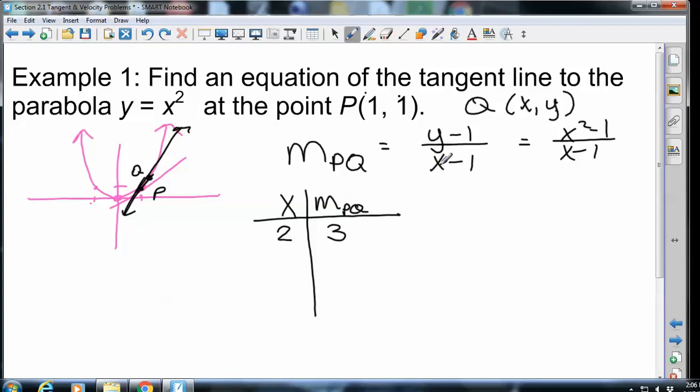Okay, would you guys agree that if my x was closer to 1, where point P was, this line would look more like my true tangent line? And the closer we get, the better it would be, right? So 1.1, that's pretty close to 1. Let's calculate the slope. So here's where your calculator's going to come in. Make sure you use parentheses, and we can just type this whole thing in. So I'd have 1.1 squared minus 1, parentheses, over 1.1 minus 1. And what do you get for your slope that time?